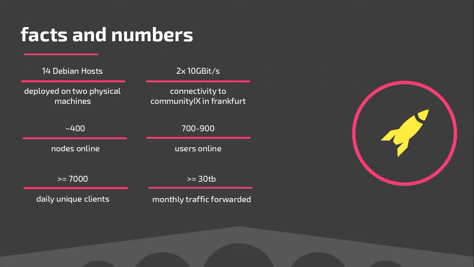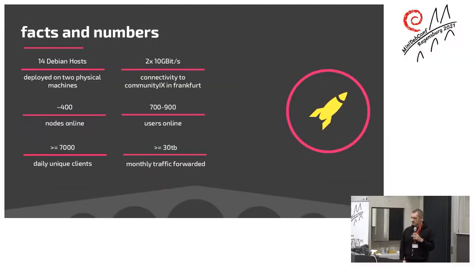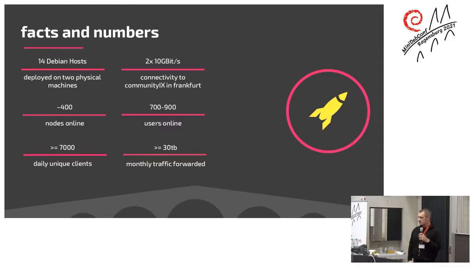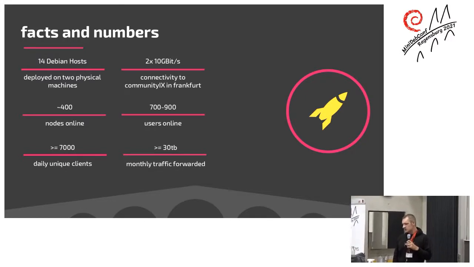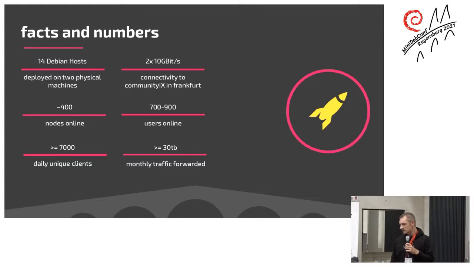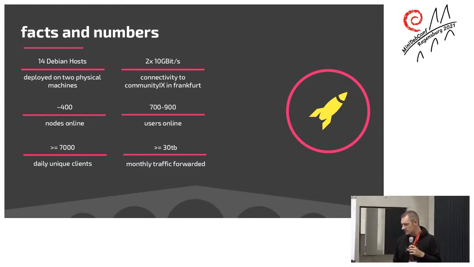First, some facts and numbers about our network. We host it on an infrastructure of roughly 14 Debian hosts that are deployed to 2 physical machines. We have an interconnection of 2 times 10 gigabit in Frankfurt to accommodate for all the traffic, and roughly 400 nodes online. On average, we have 700 to 900 users and 7,000 daily clients, as well as roughly 30 terabytes of forwarded traffic every month.